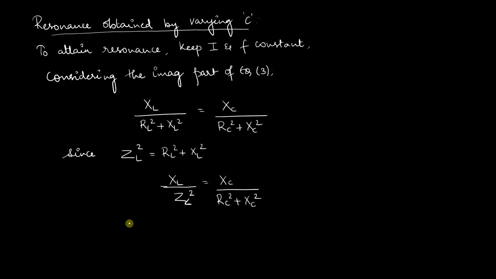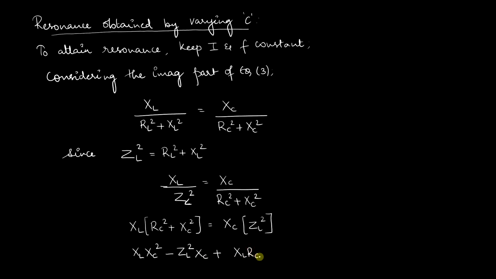Now let us cross multiply this. So this will be XL into RC square plus XC square, which is equal to XC into ZL square. To represent this in the form of a quadratic equation, you should ensure that the term is in terms of Xc. So let me rewrite this equation and I get XL Xc square minus ZL square Xc plus XL into RC square is equal to 0.